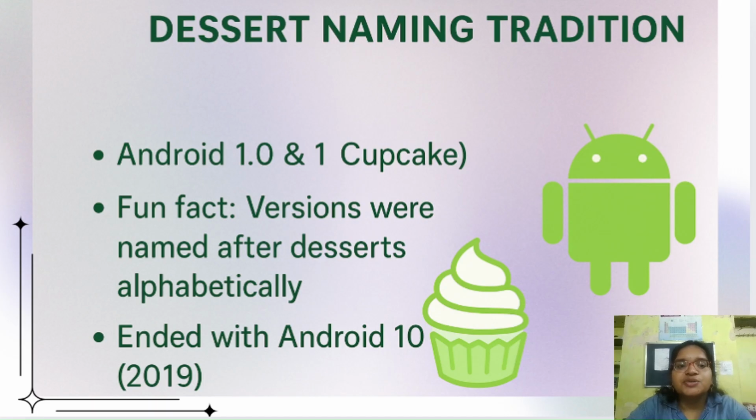This sweet saga continued all the way through Pie until 2019. With Android 10, Google decided to retire the tradition. The reason? Create a cleaner, more universal branding that could be easily understood globally, where some dessert names don't translate well. It was the end of an era, but what a wonderfully sweet one it was.